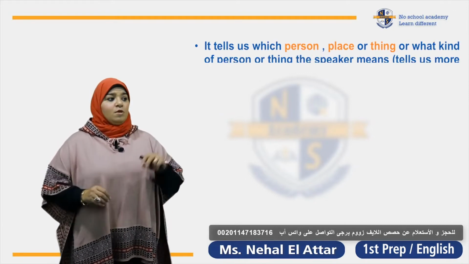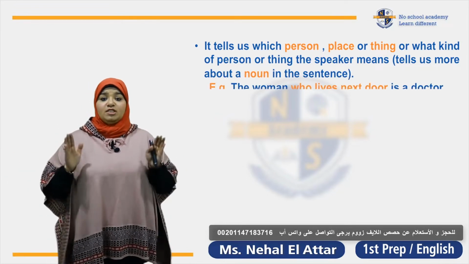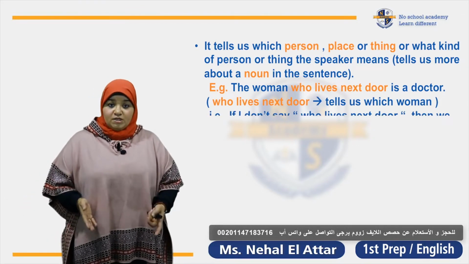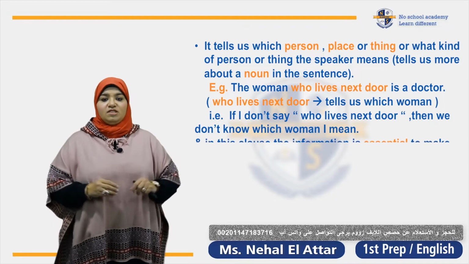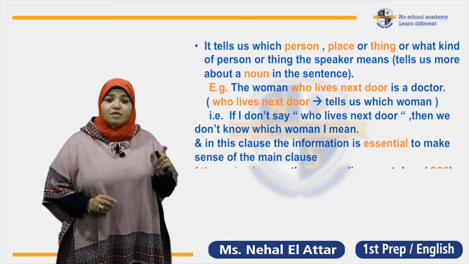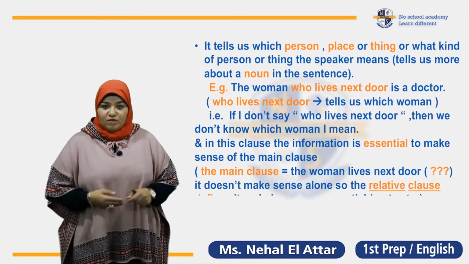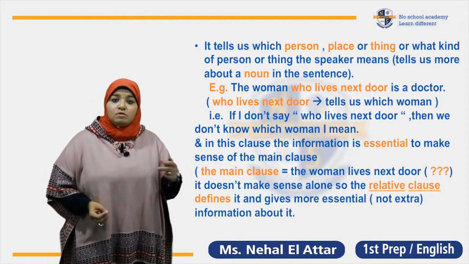For example, the woman who lives next door is a doctor. This is a full sentence containing a main clause and a relative clause. You know this? I know that you don't know. Okay, let's emphasize this sentence. The main sentence was the woman lives next door. What's wrong with her? Who is she? Who is that woman? We are just talking about the woman.